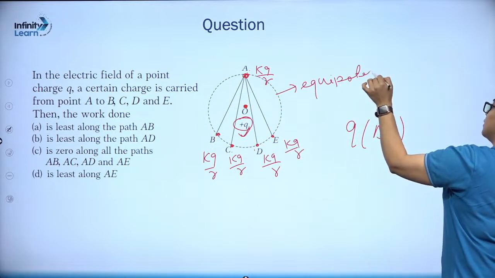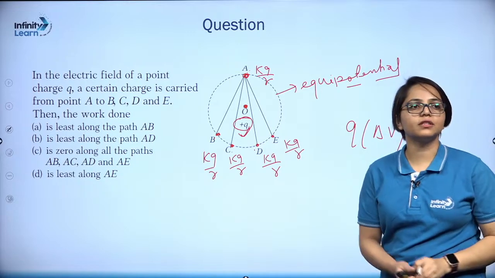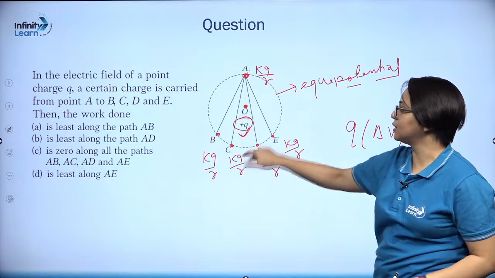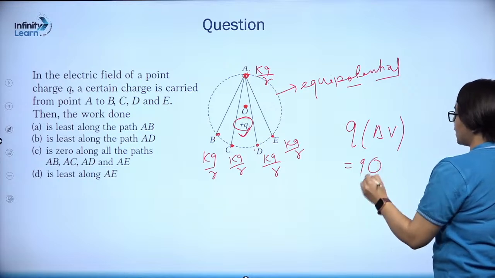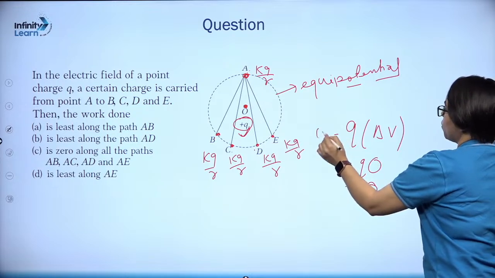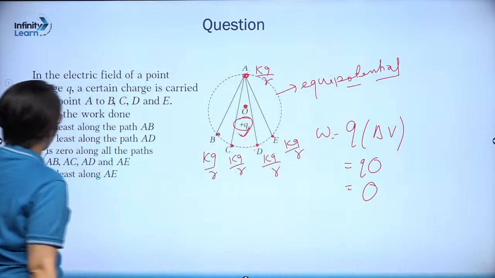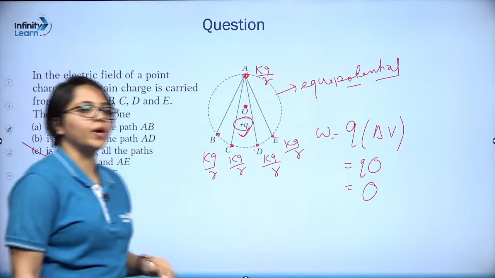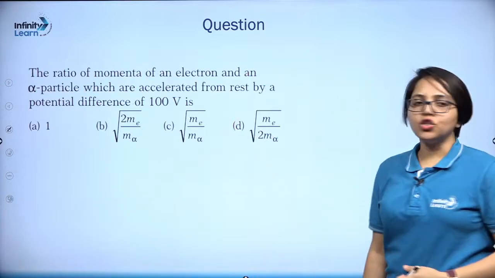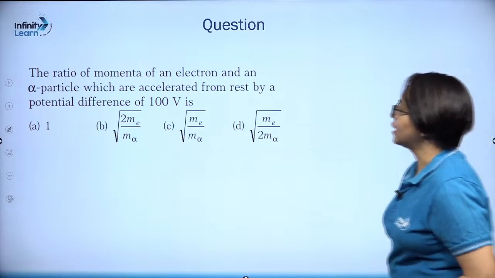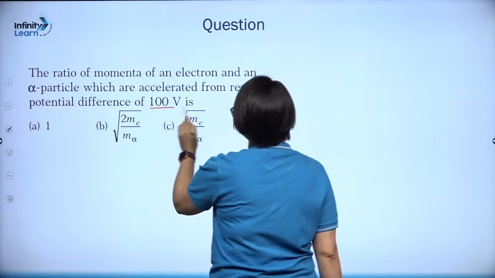Equipotential surface. Okay? So if all the points are at the same potential, then potential difference between AB is 0, between AC is 0, between AD is 0, between AE is 0. So delta V is 0 for all the paths. So work done will be 0, right? So it will be 0 along the paths AB, AC, AD and AE, right? Well done beta, well done, good job. Now next is this one, the ratio of momenta of an electron and an alpha particle which are accelerated from rest by a potential difference of 100 volt is.